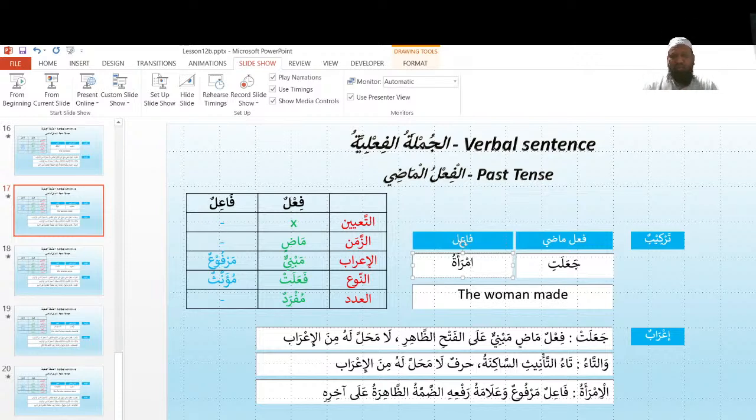But if we have something before it, this hamza is called hamzatul wasl. It won't have any haraka on it. So we say ja'alatimra'atun. You have to put a tanwin there. Ja'alatimra'atun. But when it has alif lam, so we write the hamza without the hamza at the bottom. So this is hamzatul wasl.